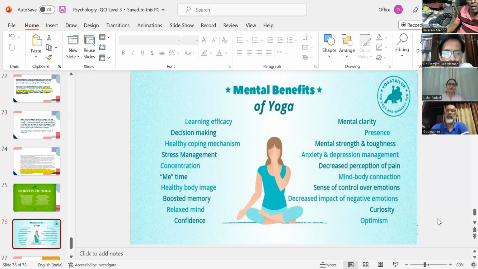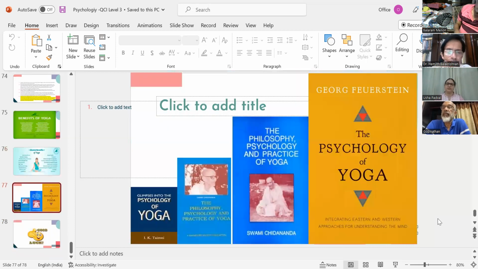Healthy body image, boosted memory, relaxed mind, confidence, mental clarity, presence, mental strength and toughness, anxiety and depression management, decreased perception of pain, mind-body connection, science of control over emotion, decreased impact of negative emotion, curiosity, optimism.